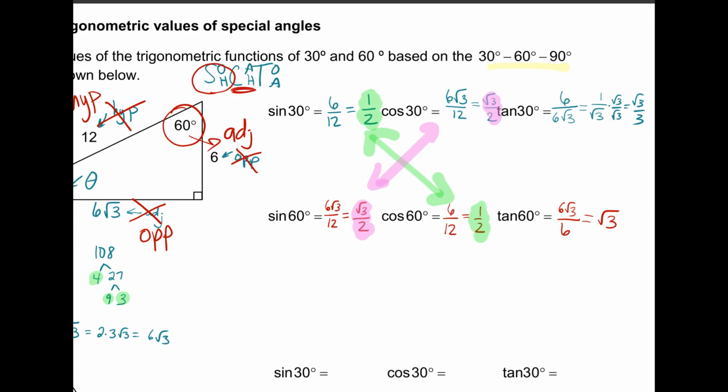So tangent of 30 was 1 over root 3. Tangent of 60 is root 3 over 1. So it's like flipped.